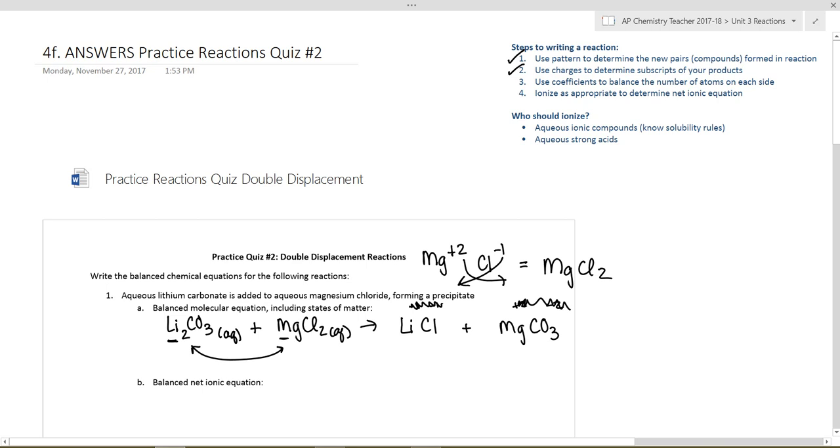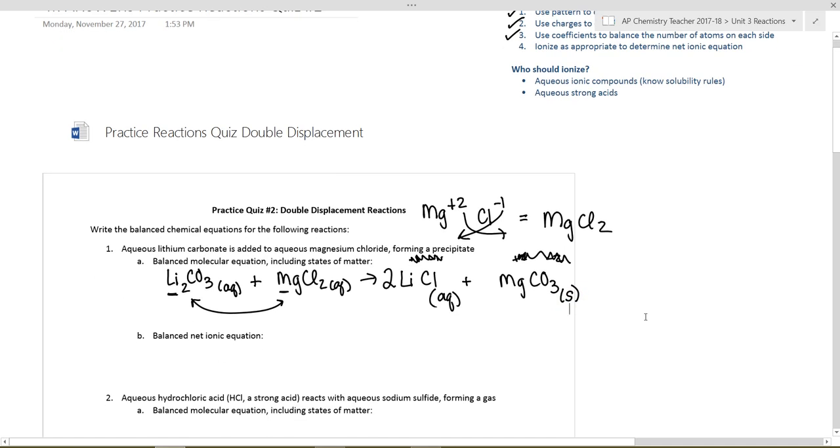Then I'm going to use coefficients to balance as needed. So like right here, I've got 2 lithiums on the left, but only 1 on the right. So I'm going to put a 2 right here. And then I think that's all I needed to balance it. Cool. And then my next step, ionize as appropriate to determine the net ionic equation. So I know these things on the left are both aqueous. I'm going to use my solubility rules to figure out that lithium chloride is aqueous, because it's an alkali metal compound. Magnesium carbonate is not on my list of things that are aqueous, so I'm going to assume that it is a solid. So now I'm going to ionize my aqueous ionic compounds.